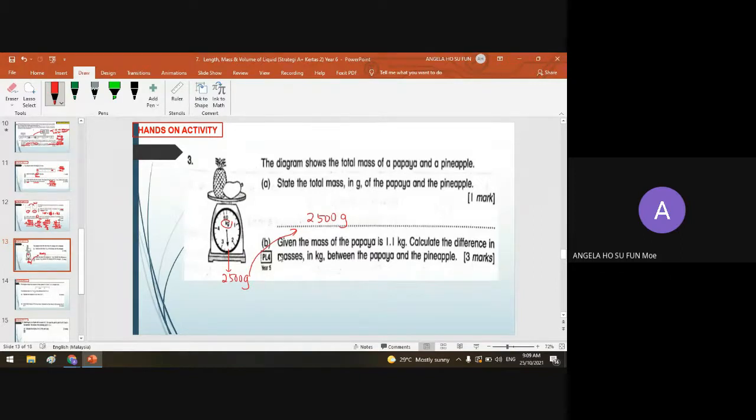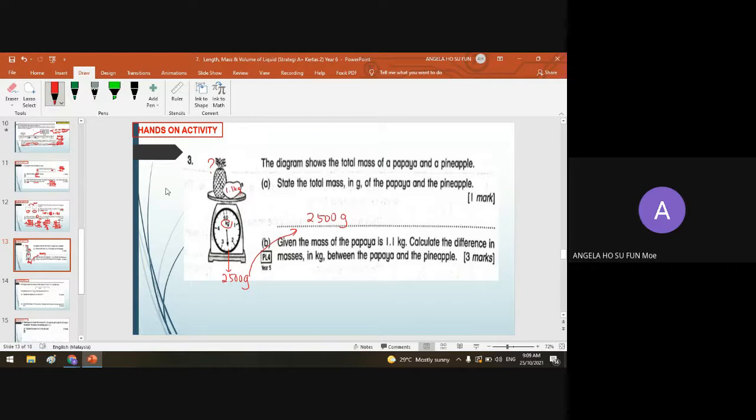Okay, B, look at here. Given the mass of the papaya, this papaya here is 1.1 kg. I write down here, the weight of the papaya is 1.1 kg. Calculate the difference in mass in kilogram between the papaya and the pineapple. First of all, I know already the papaya is 1.1 kg. So what is the mass of this pineapple?